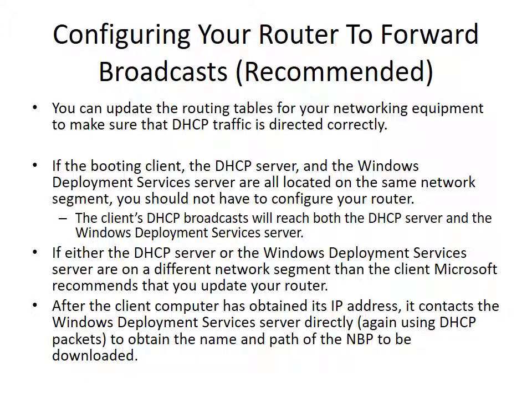After the client computer has obtained its IP address, it contacts the Windows Deployment Services server directly. Again, this is using DHCP packets to obtain the name and the path of the network boot program to be downloaded. Just to reiterate, if you have a larger network and you need to PXE boot to your WDS server, and your WDS server is located on a different network than your client machine, then you'll have to change the routing tables on your router to forward these types of DHCP requests.